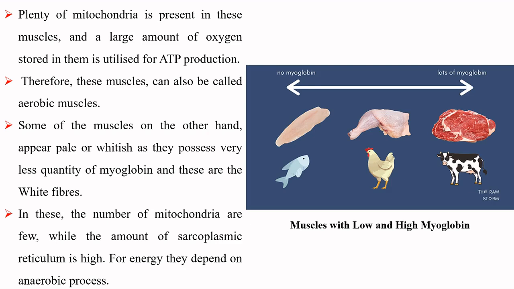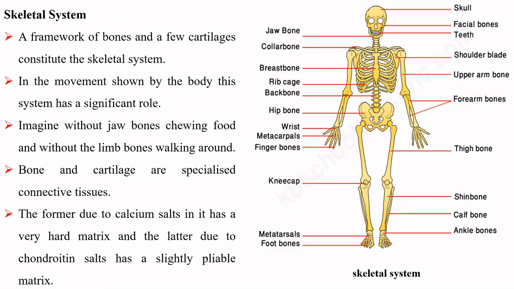Some of the muscles, on the other hand, appear pale or whitish as they possess very little myoglobin, and these are the white fibers. In these, the number of mitochondria is few while the amount of sarcoplasmic reticulum is high. For energy, they depend on an anaerobic process.